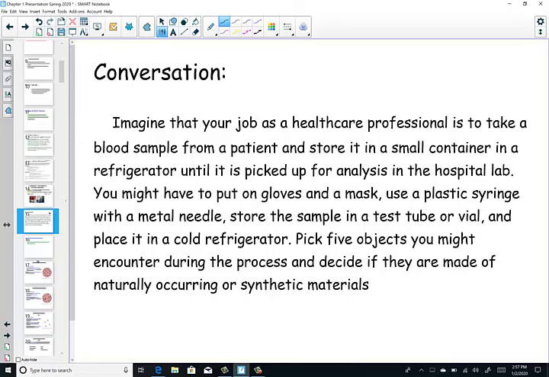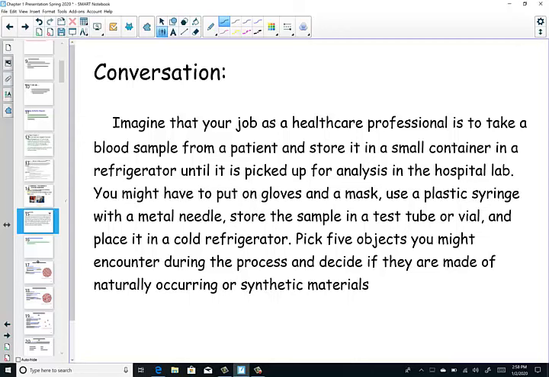I'm going to skip the conversation, just simply let's read it together, and we don't have to say it out loud. It simply says, what if you're a healthcare professional and you take a blood sample from a patient and you store it in a small container in a refrigerator until it's picked up for analysis in the hospital lab? What might you run into in this ordinary occurrence in a healthcare profession that involves materials, right? That's what chemistry is involved in.